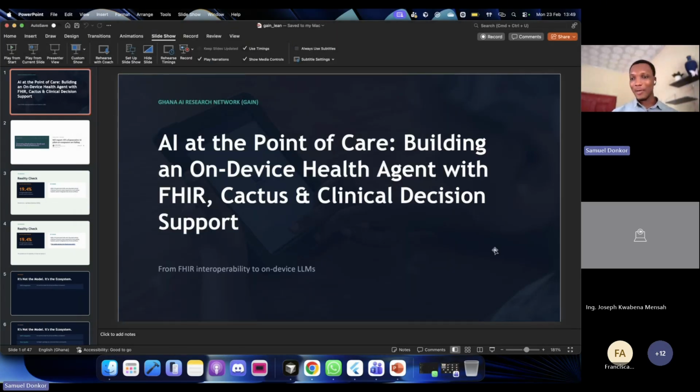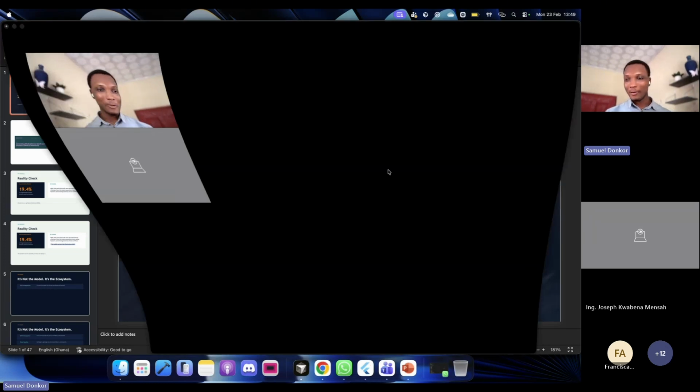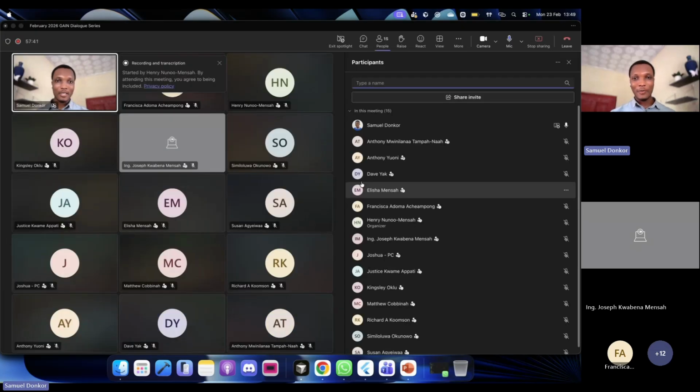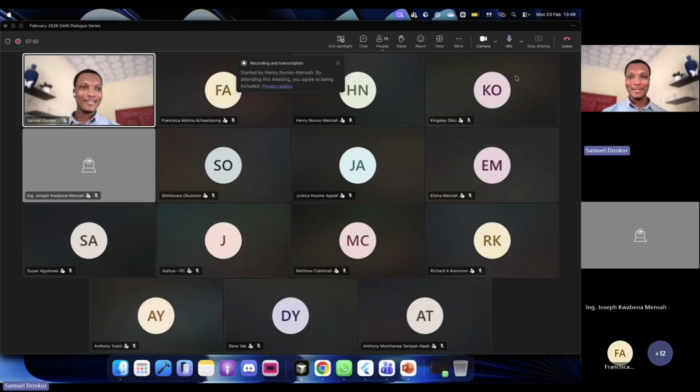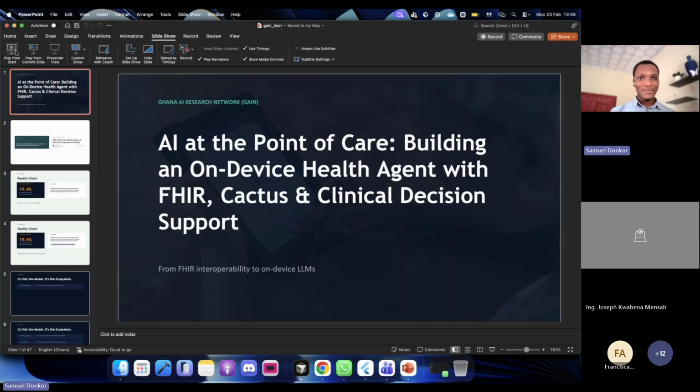I hope everyone is here with me. I can see we have some people already, so we'll get right ahead. We have Justice, we have Susan, we have Richard, we have Matthew, we have Dave, and a lot more. So yeah, guys, let's get into it. Really excited for this session, to be honest. Okay, all right, so let's go straight into it.